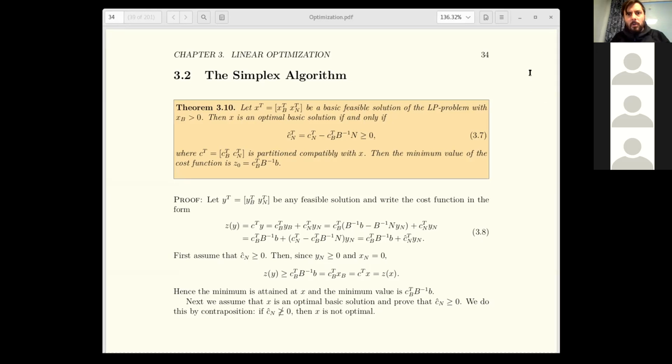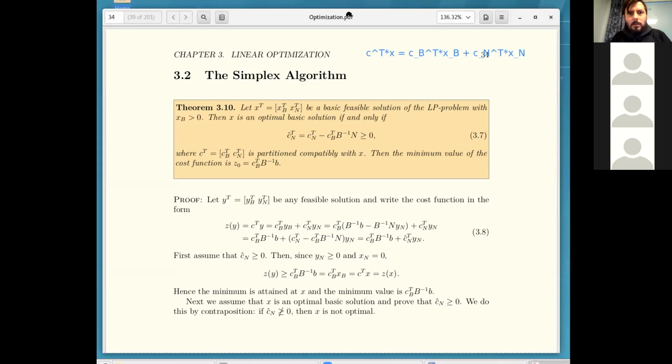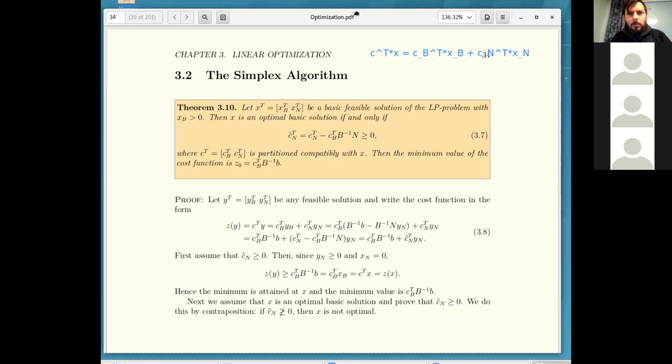Is that now visible, what I wrote here? C transpose X is equal to this combination right here. No. It's not visible? Oh, damn it. I have no idea what is making this. Is it now visible? Yes.